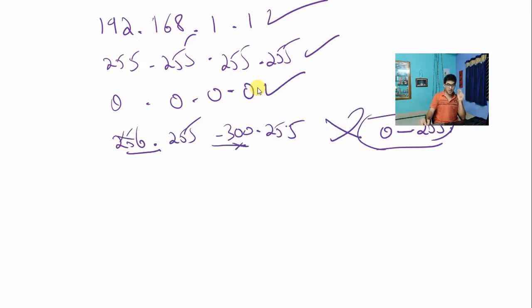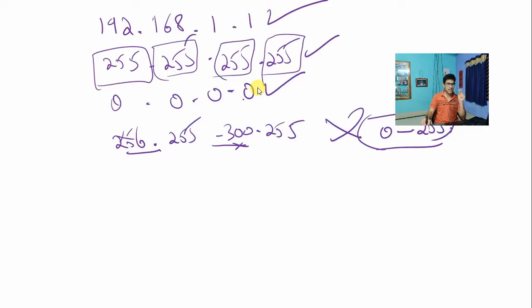If it has to be a valid IP address, how many numbers should be there? There should be 4 numbers. 1, 2, 3, 4. Which means the length of the array should be what? Don't you think it has to be 4? Yes, it has to be 4. Okay. Don't you think we have to split here? Yes, we have to split where? We have to split at the dot.